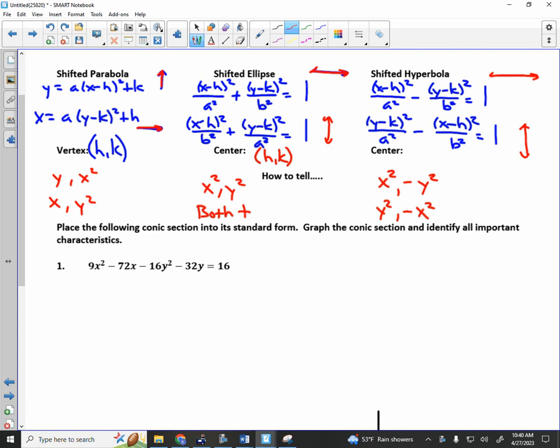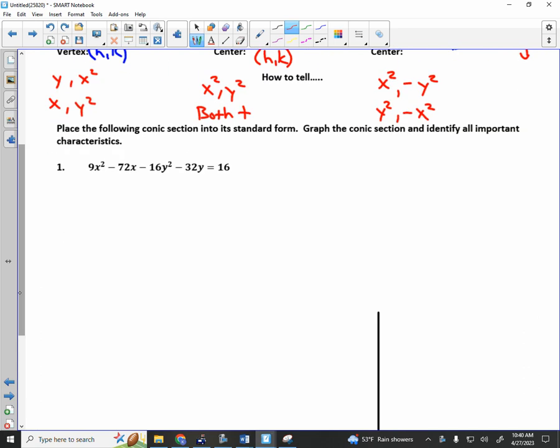So you're going to have 6 questions on the test. The first 3 will be, hey, here's a parabola, graph it, give all the characteristics. Here's an ellipse, graph it, and so on. Hyperbola, graph it, and so on. Then you'll have 3 more. And for those other 3, you have to be able to figure out which shape it is.